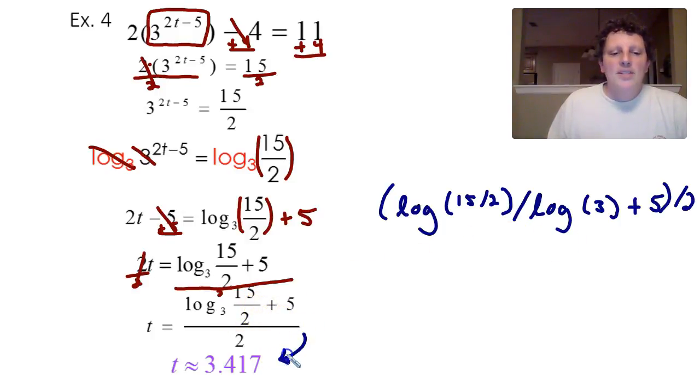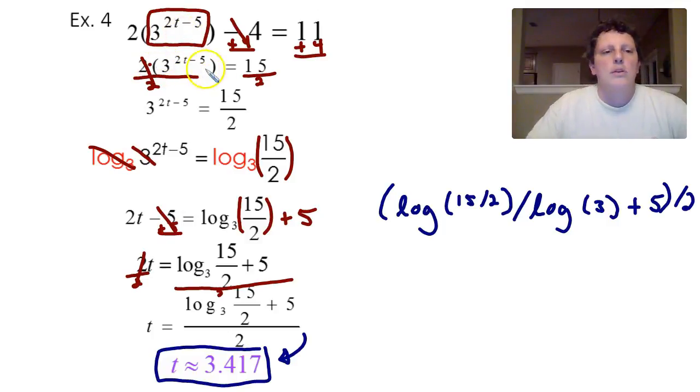And I haven't been mentioning this, and I probably should every time. Plug your answer back in to the original equation. Use your calculator, 2 parentheses 3 raised to the 2 times 3.417 minus 5, close parentheses, minus 4. You might not get exactly 11 because you have rounded this answer, but you're going to get something really close to 11. And if you don't get something really close to 11, that is a clue that you have made a mistake along the way. That there's something that you did wrong.